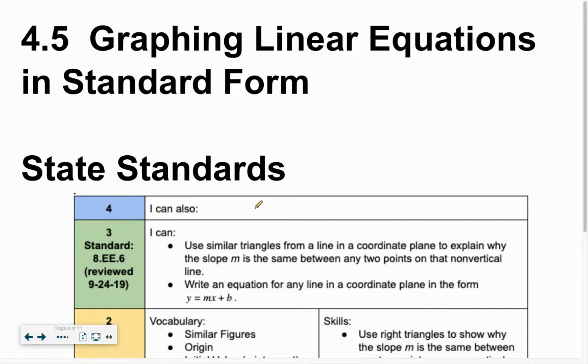Chapter 4, Lesson 5, Graphing Linear Equations in Standard Form. Today, the equation is going to be written slightly different, and this is another option for us to graph them.